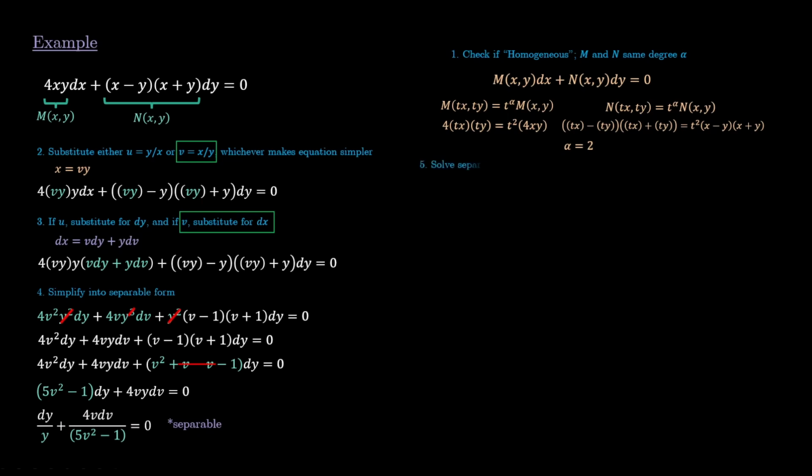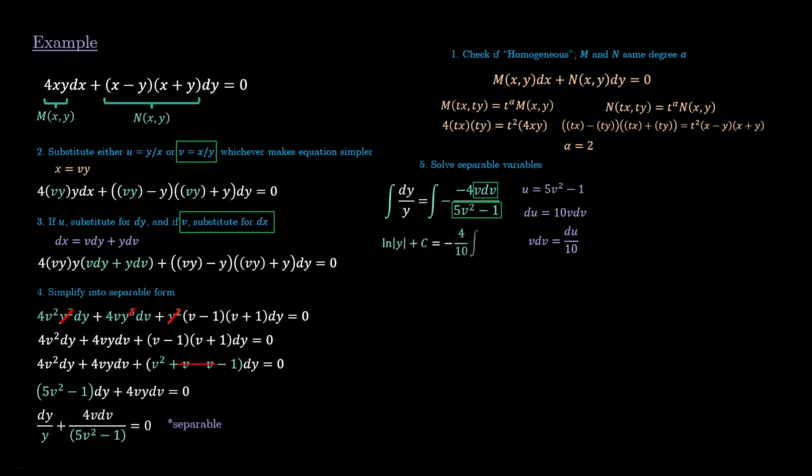So now step 5 is to solve the separable equation. So we subtract the terms of v over, and we have this. We go ahead and integrate. And next, we want to do a u sub, where we let u equals 5v squared minus 1, and then du will equal 10v dv. And then v dv will equal du over 10. Plugging in for 5v squared minus 1, and then plugging in for v dv, we shall get the following.